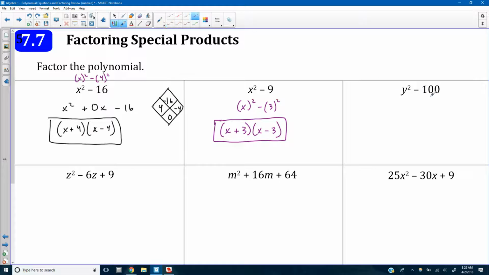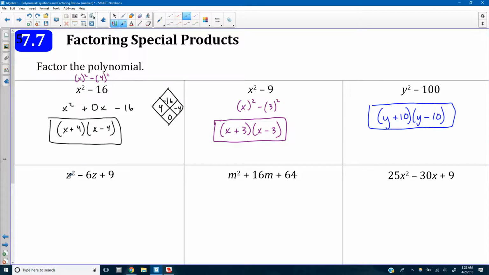Y squared minus 100. Once again, this is y squared minus 10 squared. So this will be y plus 10 times y minus 10. You can see the rate at which I'm going to try and speed these things up for you. All right, the bottom ones are a little different. These are no longer difference of 2 squares.